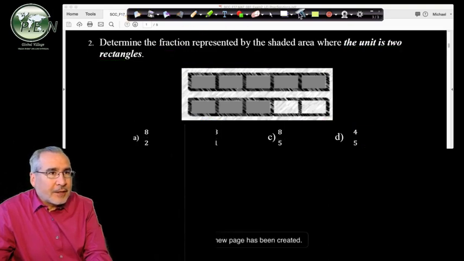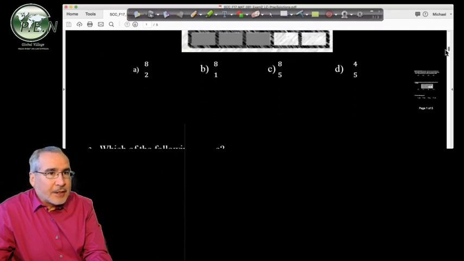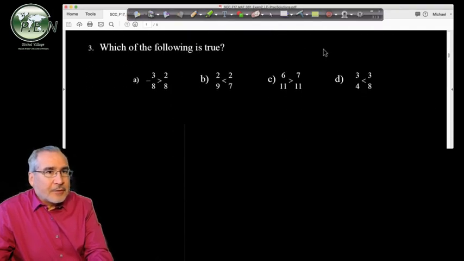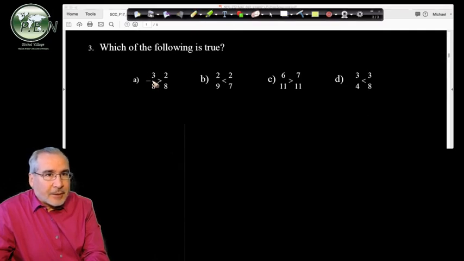Put that away for now. Come over and get down to number 3. Which of the following is true? And again, we're missing our fraction bar, so I'll fill those in real quickly. These are all fractions. And the way we're going to do this is comparison. So when we see a symbol like this, this is saying this side is bigger and this side is the smaller side.